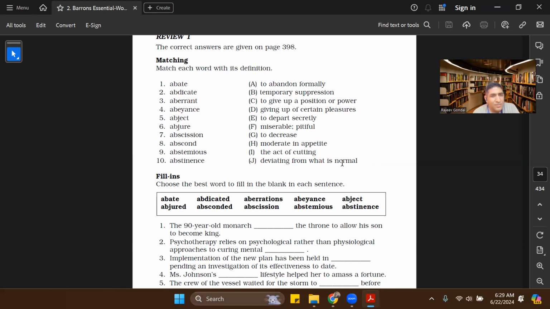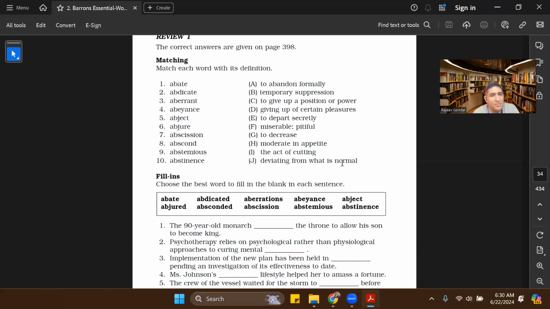What was abeyance? Not decided yet. The decision to move to the new house is in abeyance. So we don't know when we will move there. That is temporary suspension. We don't know when it will happen. So that is abeyance.